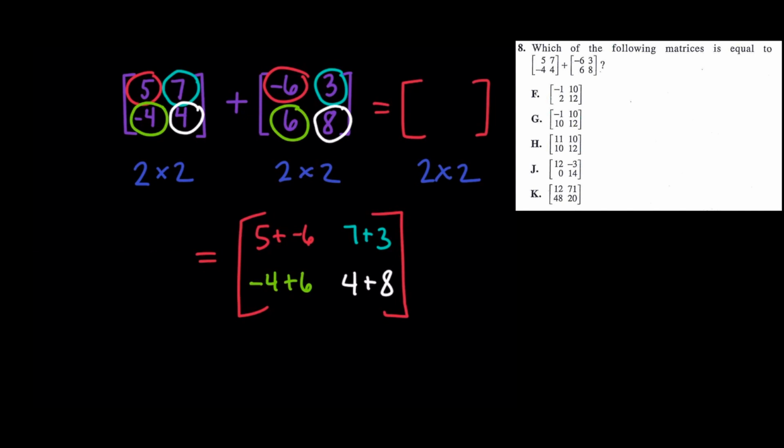So then just perform those additions in each one, and you get 5 plus -6, that's -1. 7 plus 3 is 10. -4 plus 6 is +2. And 4 plus 8 is 12. That should be our answer. So looking at our answer choices, looks like F is the correct answer.